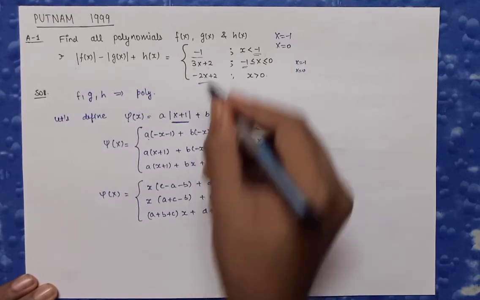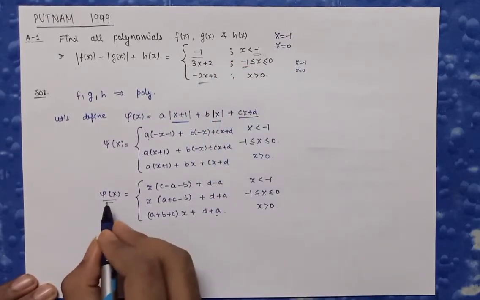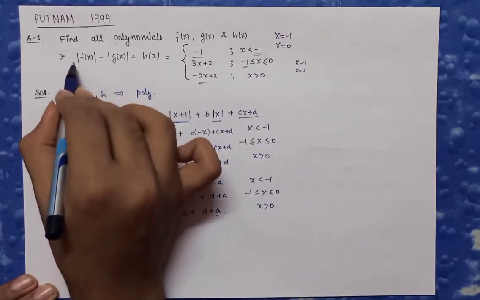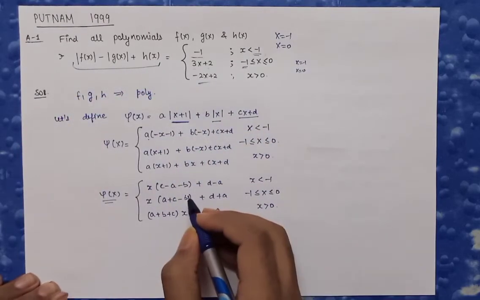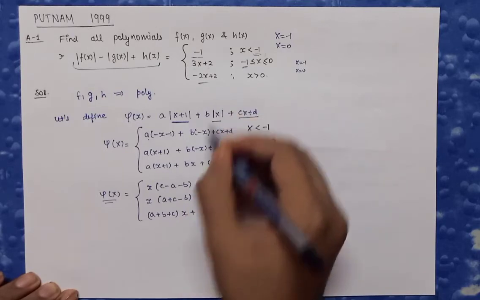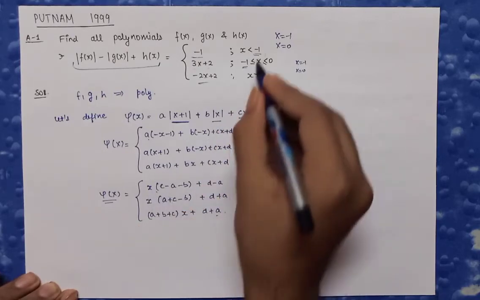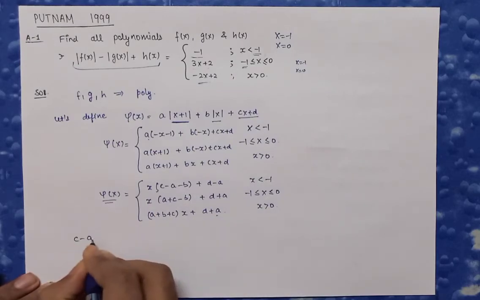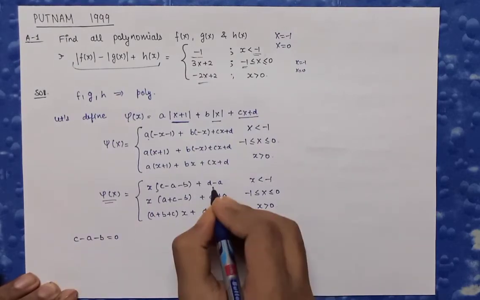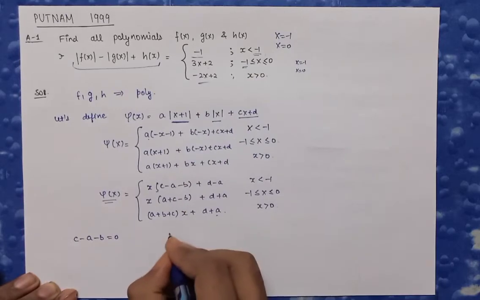Now let's compare this function with the given function, because I am supposing that this must turn out to be xi(x). Then we can compare. Now when x is less than minus 1, the given function is minus 1. That means the coefficient of x must be 0, so c minus a minus b equals to 0, and the constant part d minus a must be minus 1.